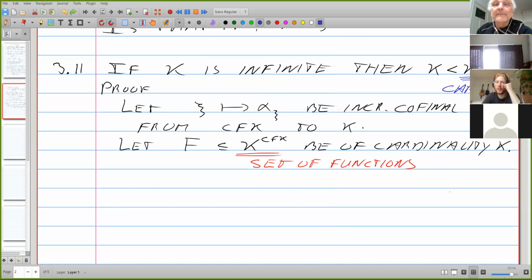And we have a question in the chat from the Science Park. It asks, what is alpha xi? Alpha xi, well, we have a function, and alpha xi is the value at xi. It's an ordinal below kappa.